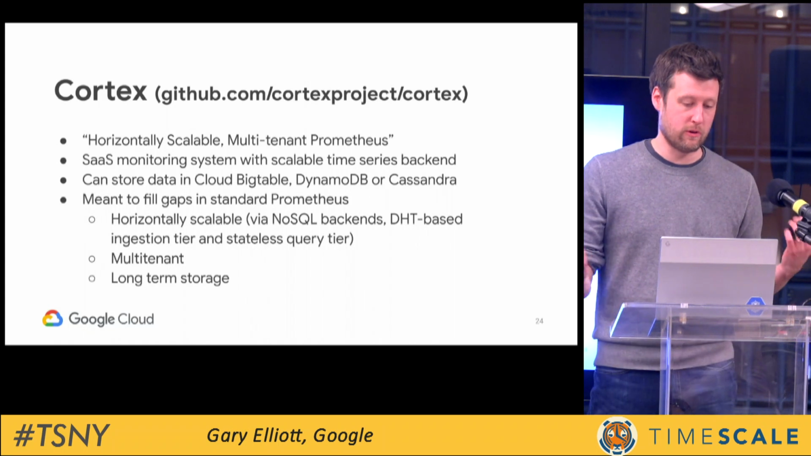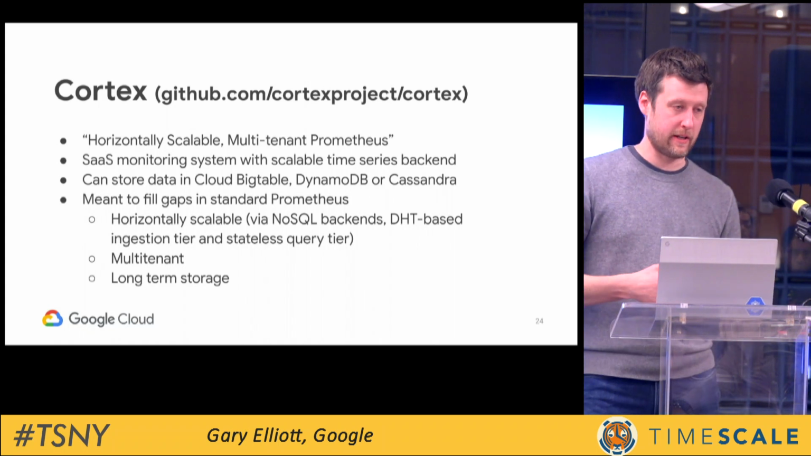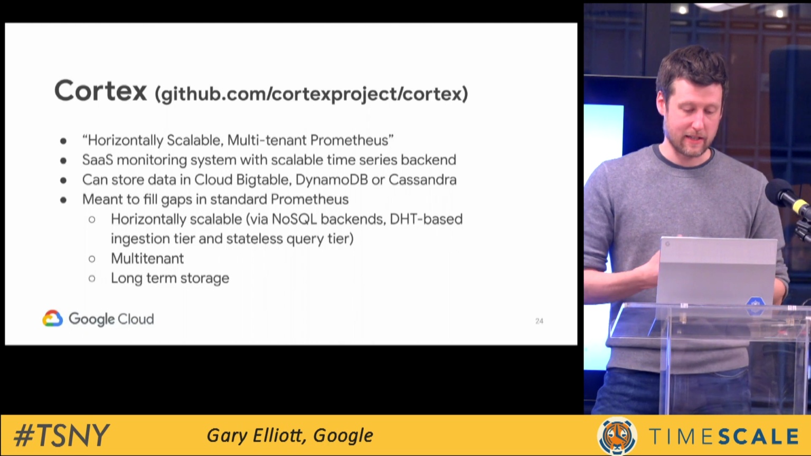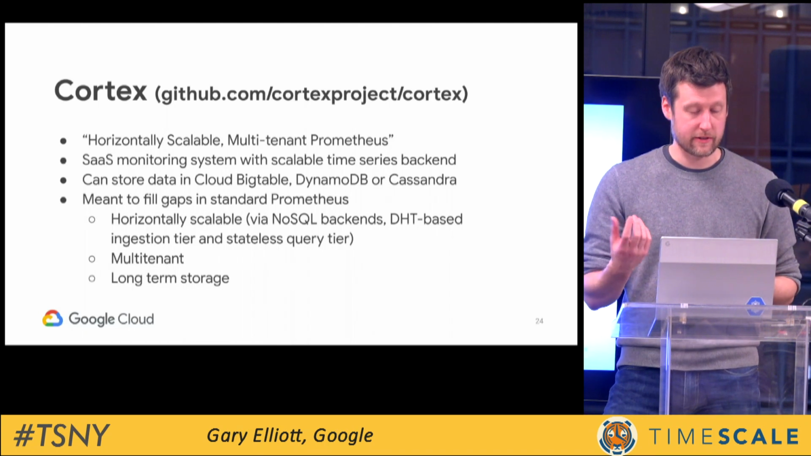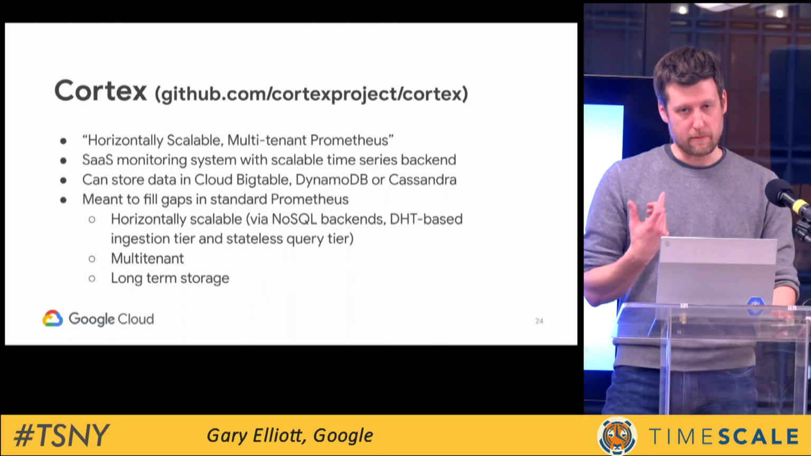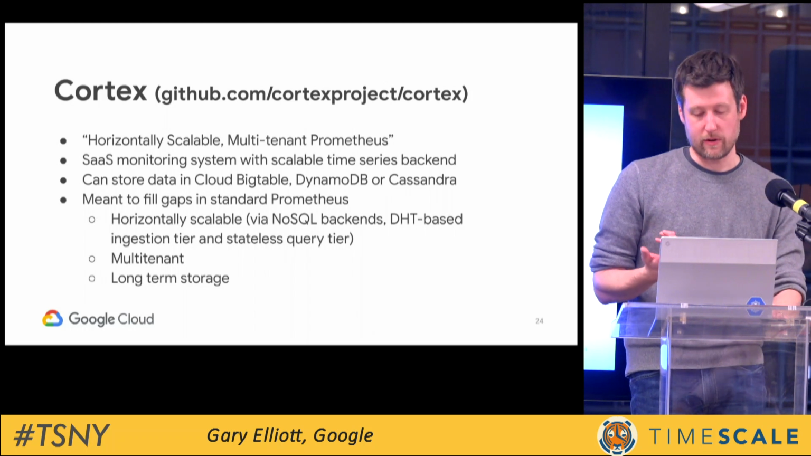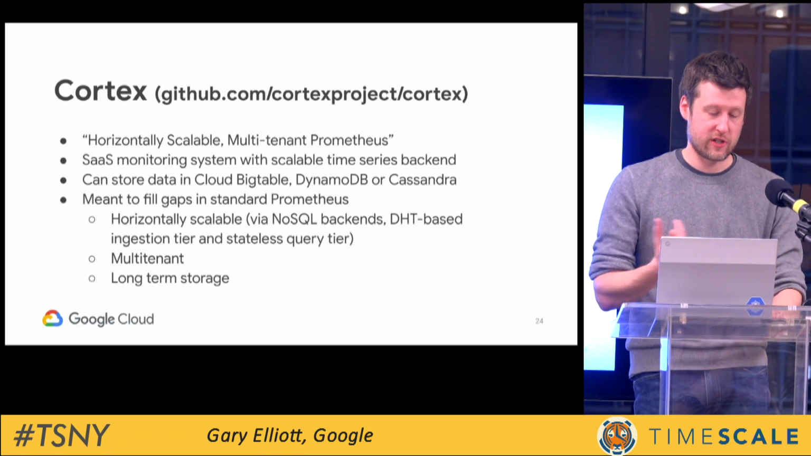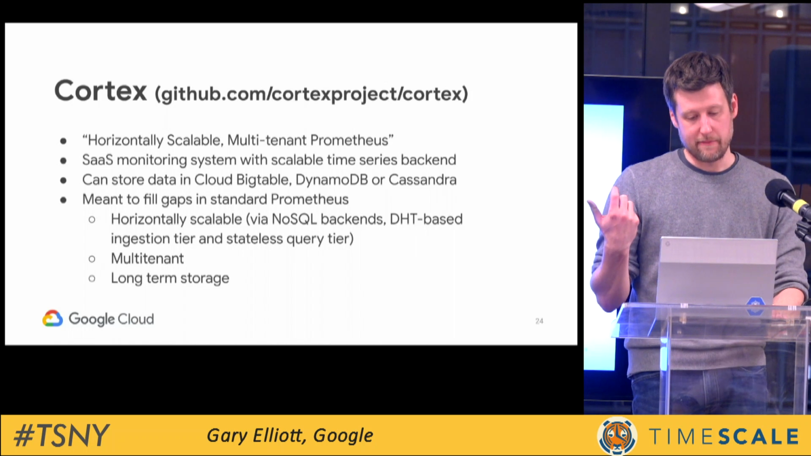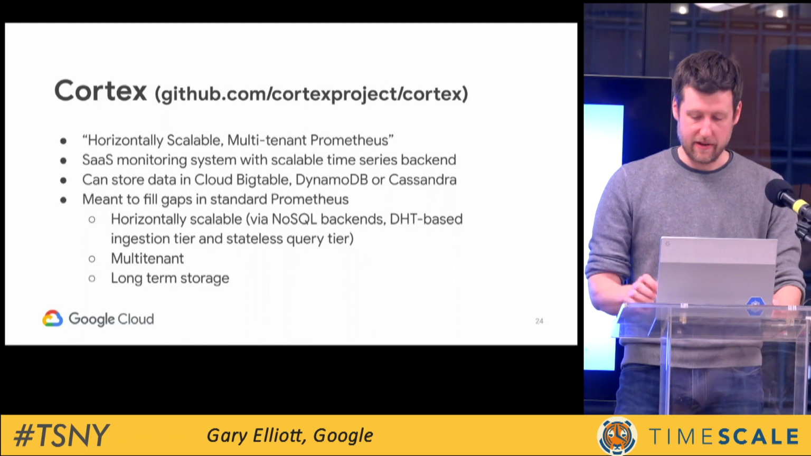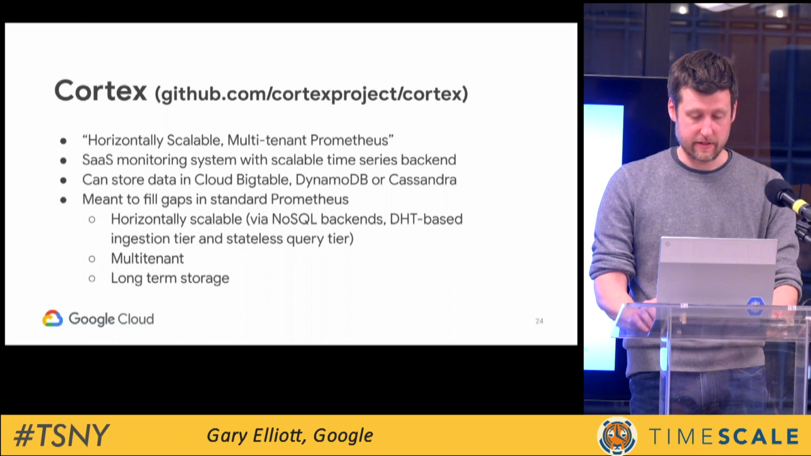I think the way this works with Cloud Bigtable is that it stores an index in Cloud Bigtable as well as the actual chunks. So Prometheus has this compressed data format for time series data, and it ships that off to Cloud Bigtable and reads it out of there. That's another interesting system.